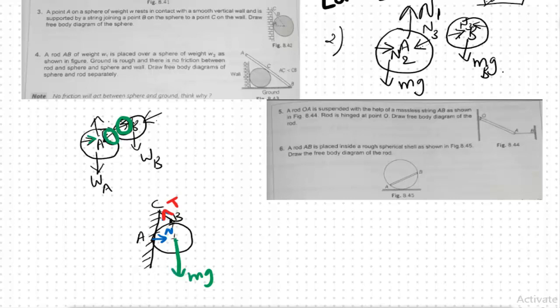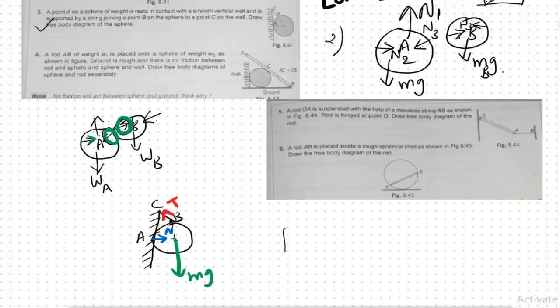Okay, next we are moving to the fourth one. A rod AB of weight W1 is placed over a sphere of weight W2. So this has weight W1 and this has weight W2. The ground is rough, and there is no friction between the rod and the sphere and the wall. Between the rod and the sphere there is no friction, and between the sphere and the wall also no friction. We need to draw the free body diagram.